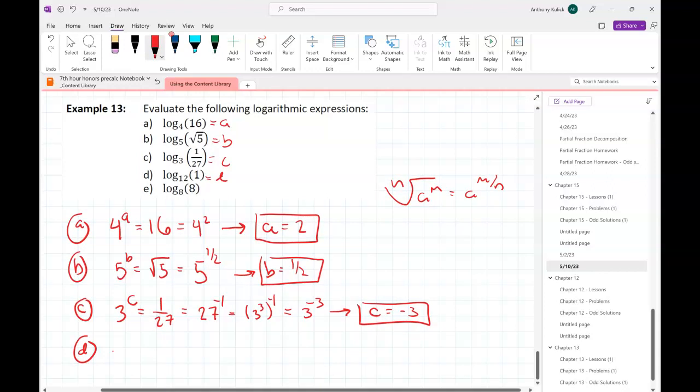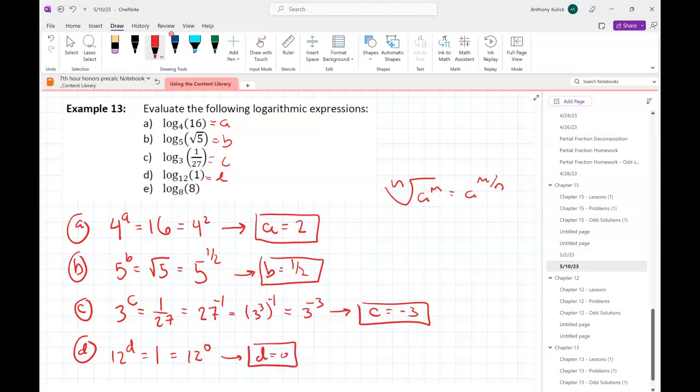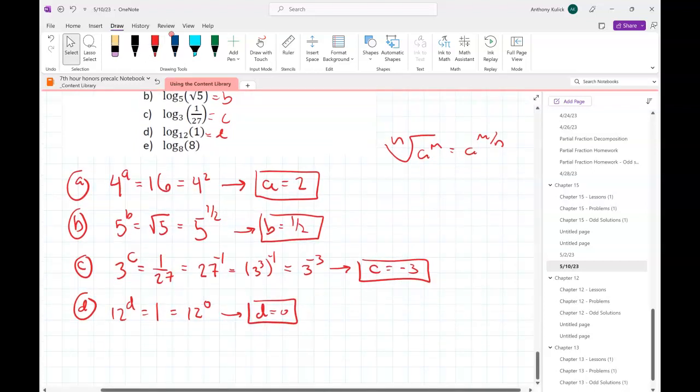So d here, let's see, we have 12 to the d is equal to 1. How do I rewrite 1 as a base 12 number? 0. Yeah, 12 to the 0. So there, d is equal to 0. Again, any non-zero number to the 0 power is 1, so that's nice.